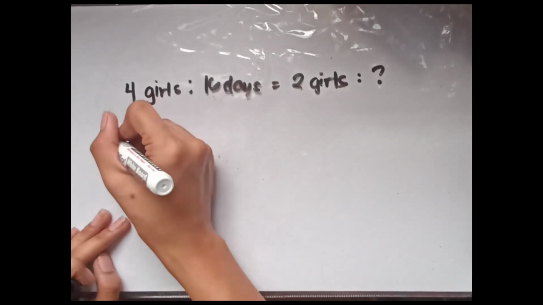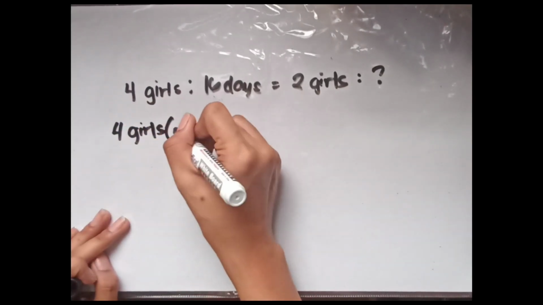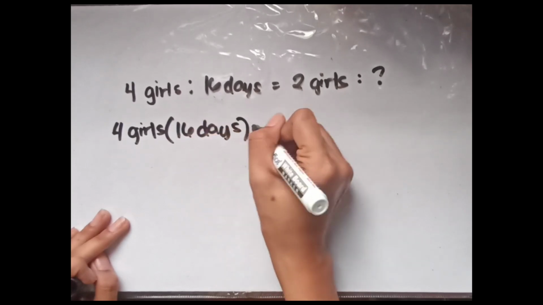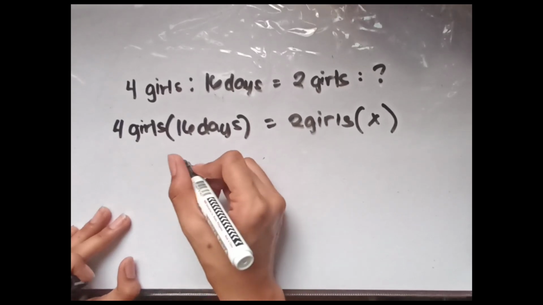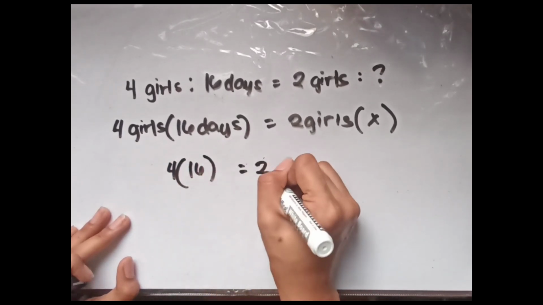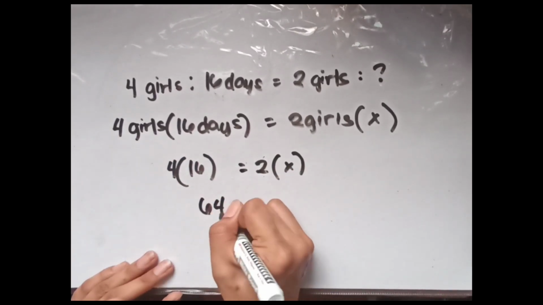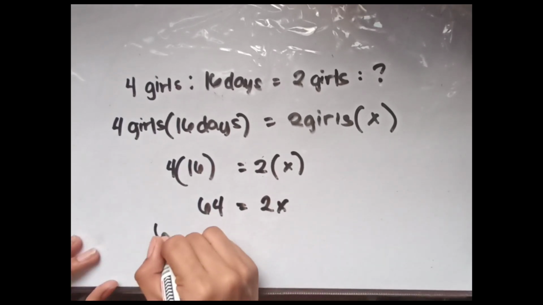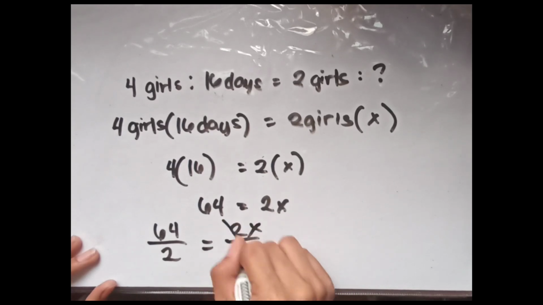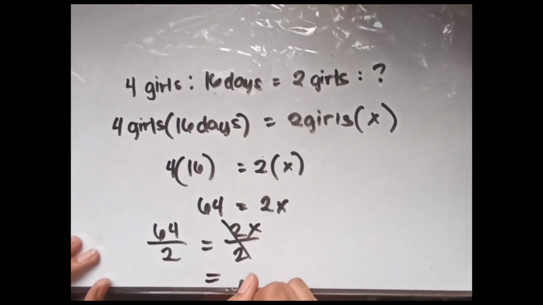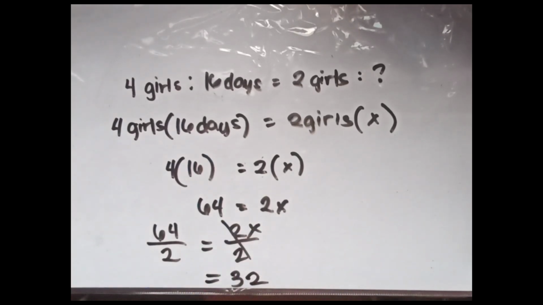To get the number of days, i-multiply natin yung number of girls sa number of days. So, 4 girls times 16 days, and then 2 girls times x. 4 times 16 is equal to 64, and 2 times x is equal to 2x. And then divide both sides by 2. And the answer is 32.